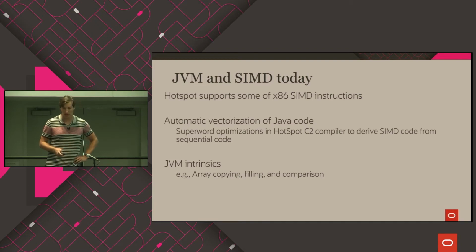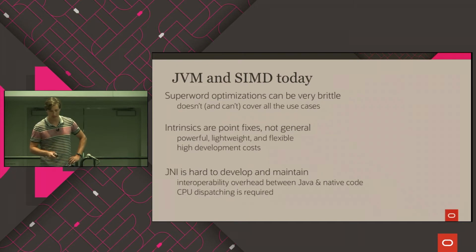Right now, HotSpot provides automatic vectorization in the C2 compiler. And some JVM intrinsics utilize vector instructions as well. But there are some problems. As I mentioned, automatic vectorization is brittle. Tiny changes in the code, which look benign, can easily break the optimization. So the optimization is inherently conservative. Intrinsics are powerful, but they are point fixes. You can only intrinsify some particular operations available in the platform API. So it's not a general solution. You can't vectorize your own code using intrinsics.